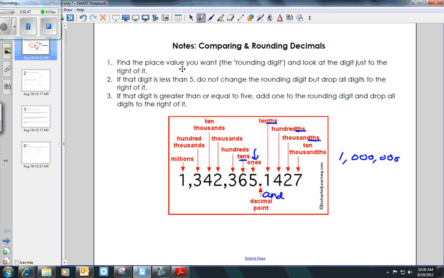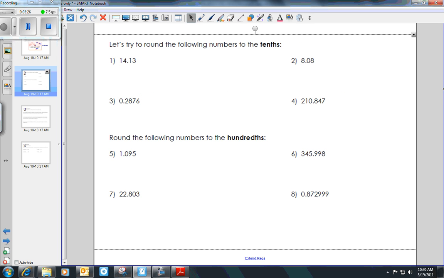So when we're rounding, we want to find the rounding digit, the place value that you want, and then look at the digit to the right of it. And if it's 5 or more, we're going to round up in our rounding digit. If it's less than 5, we're not going to change the rounding digit, but we are going to get rid of all the digits to the right of it. Okay? All right. So let's take a look at rounding to the tenths spot. Okay? Rounding to the tenths.